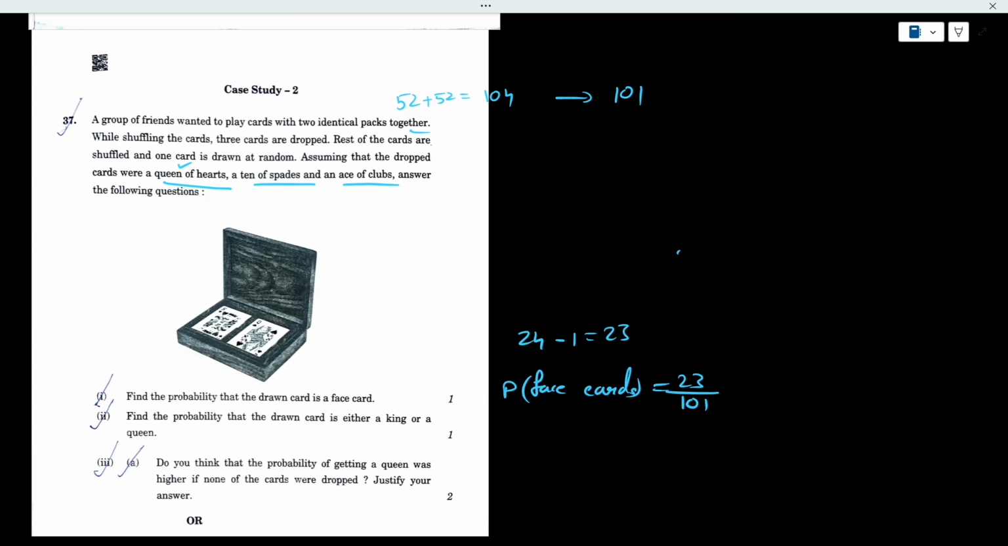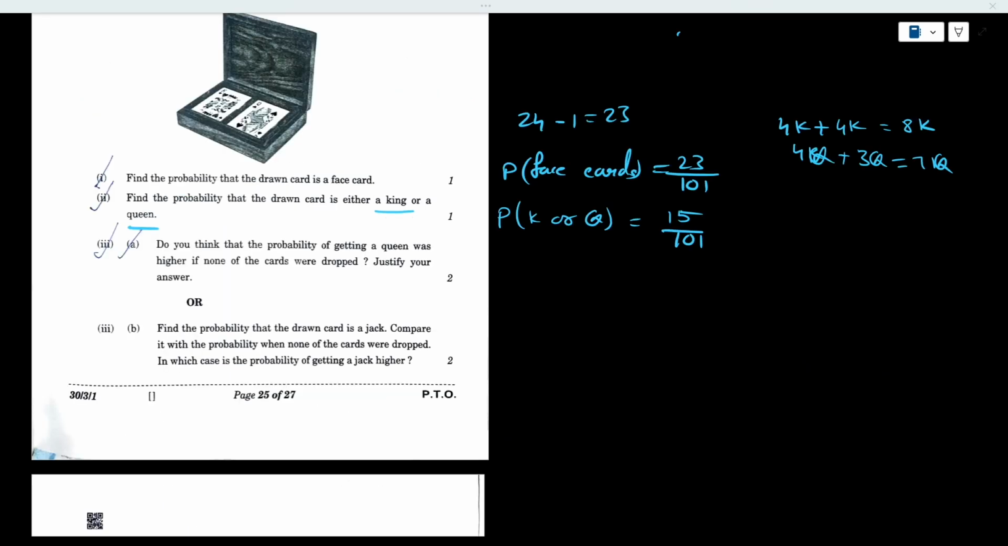Then the second one, find the probability that the drawn card is either a king or a queen. Now again we are talking about both decks of cards, right? Each pack has four kings, so four kings plus four kings in the second pack, so there are eight kings. The first pack has four queens, and one queen card from one of the packs fell down, so it's a total of 7. Altogether there are 15 cards, so it's going to be 15 by 101 because again 3 cards fell down.